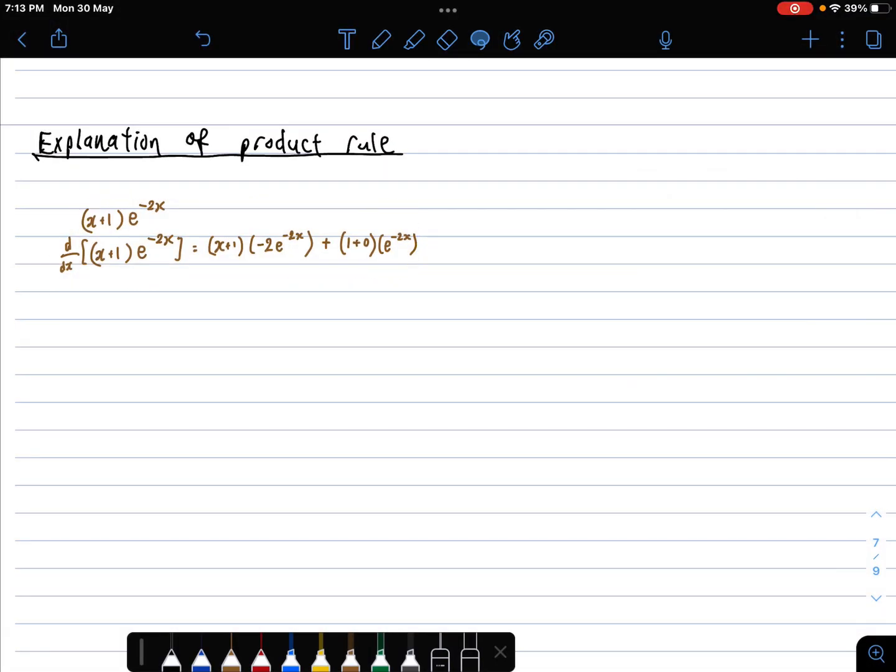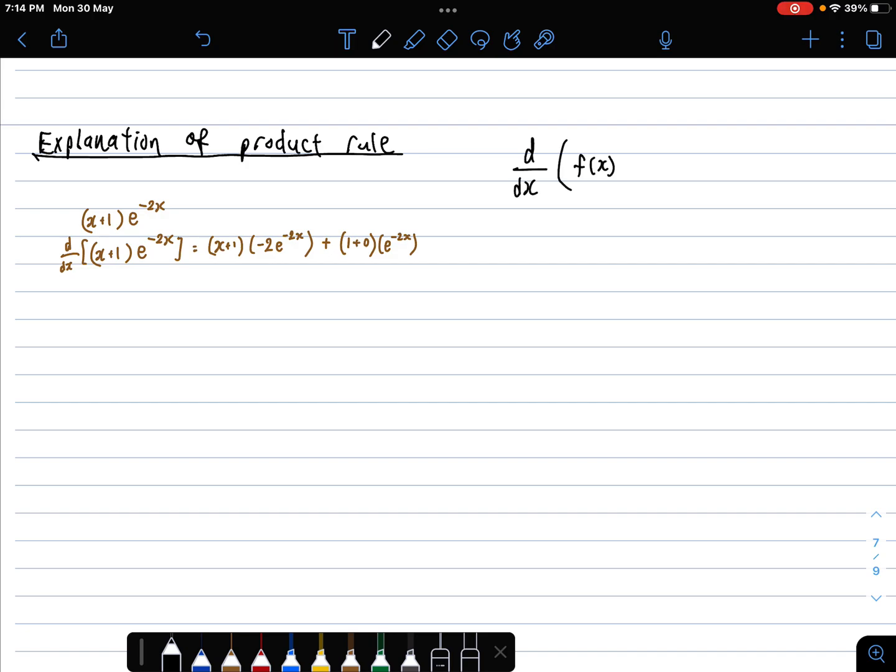Okay, explanation of product rule. So here, this is related to question 8 of one of the differential equation worksheets. So here you've got (x plus 1) multiplied by e power negative 2x. It's a product, right? So let's recall what the rule is for differentiating a product.